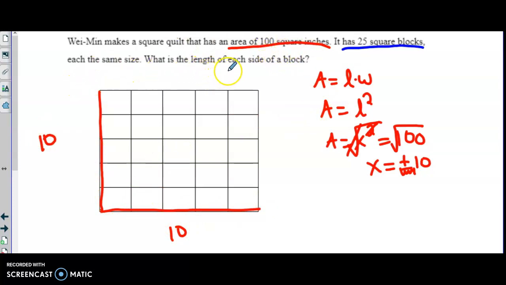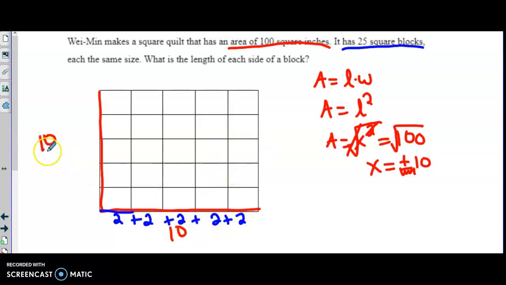It says, what is the length of the side of one of these blocks? All right, so we have 25 square blocks. I already drew them up here. If we know that this whole side has to be 10, then we know that this has to be 2, 2, 2. Like each of these little pieces have to be 2 because if you add those all together, 2 plus 2 plus 2 plus 2 equals 10.